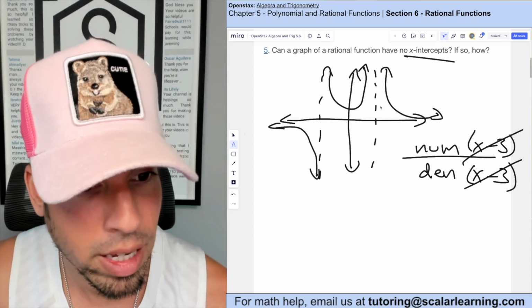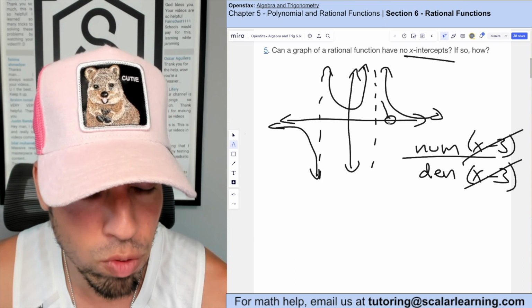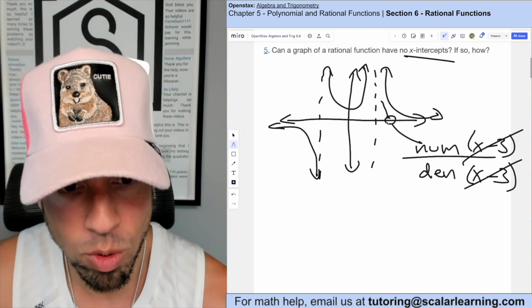So it might look like it goes through, potentially might go through here. But if you have a hole there, then it's not really an actual x-intercept.